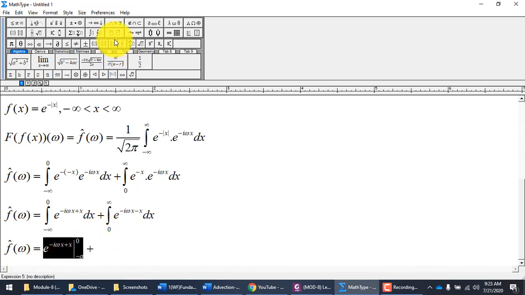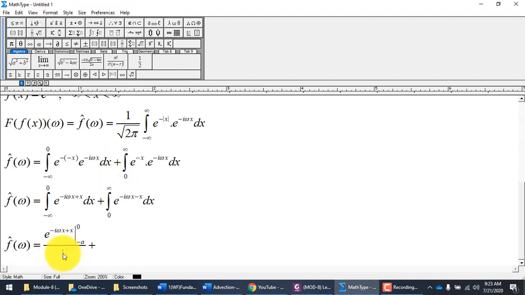Plus the second, again you have to divide by the derivative of the power. So the derivative of the power is minus iota omega plus 1. Okay, so this is the one term. The second term is similar to that, but there will be some changing, because in the exponent we have minus x, and in the denominator the derivative will be minus as well, so it will become minus iota omega minus 1.